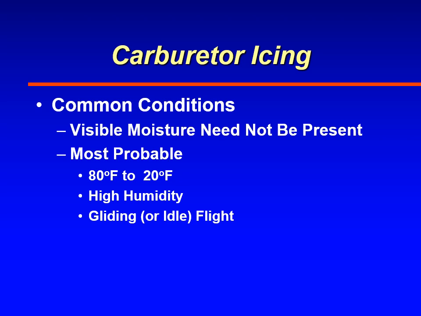You don't need to have visible moisture. In other words, clouds and precipitation don't need to be present for carburetor ice. You just need water vapor in the atmosphere. And typically when the engine is brought back to a gliding flight, that produces lower pressure in the carburetor, and as a result, adiabatic expansion and the condensation and freezing.